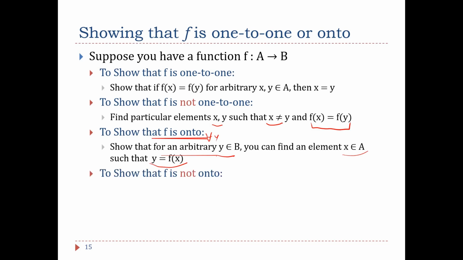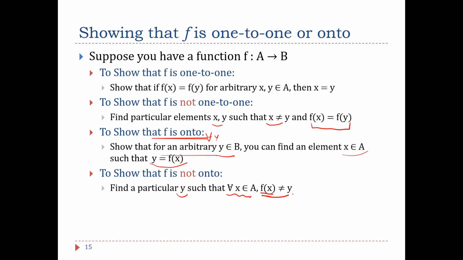And to show that a certain function f is not onto, not surjective, you should find a particular element y that has no preimages. But once again, to prove this, you need to prove a universally quantified expression: for every x in A, the image of that x cannot be equal to y.